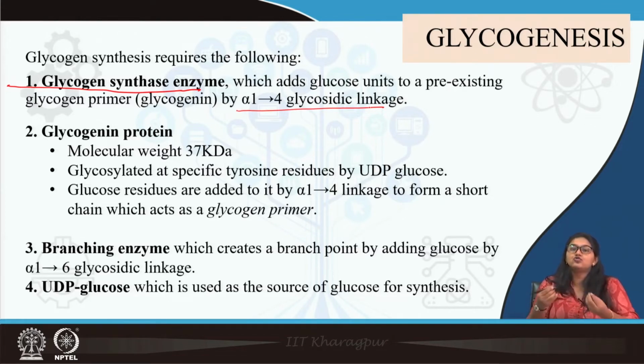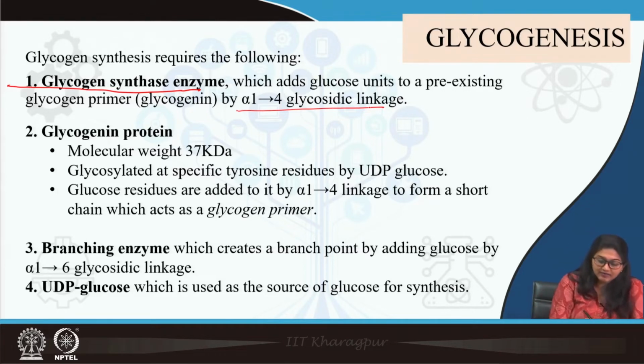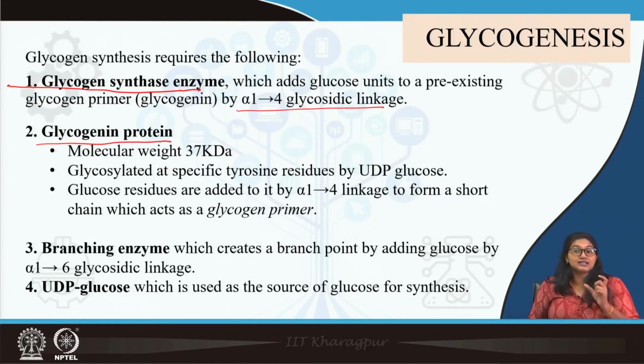between whom? Between two glucose residues. And where are those glucose residues? One is present over a pre-existing glycogen primer, then glucose is added from UDP glucose. We will discuss this mechanism just after this. Then we need a protein, that is glycogenin. Remember, this is a protein.